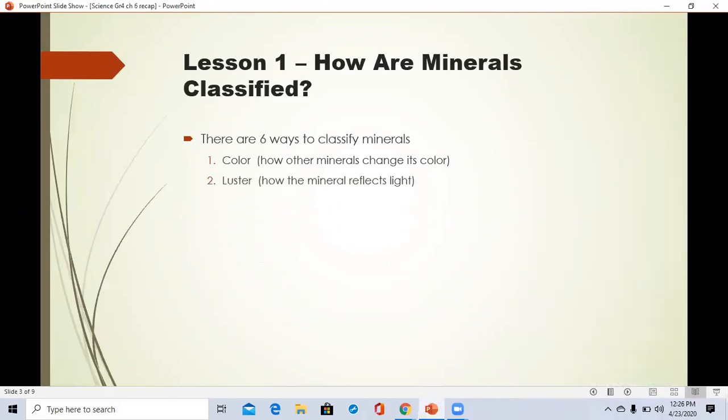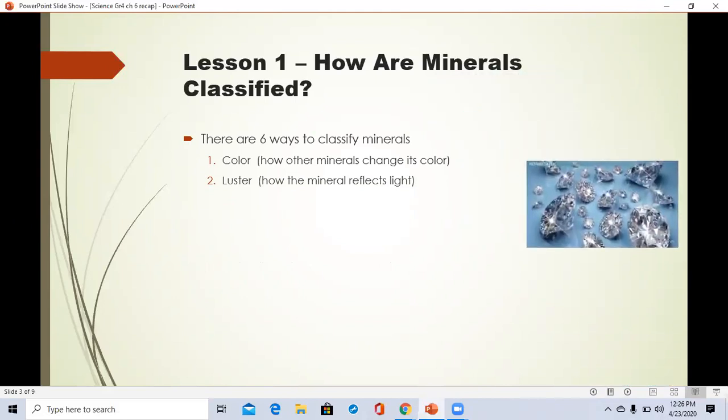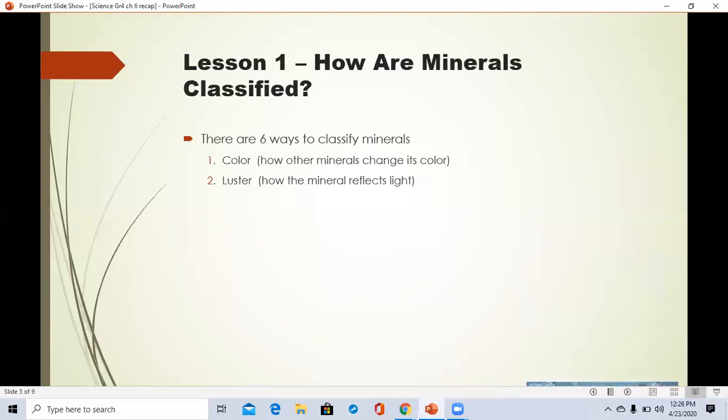Secondly is luster, how the mineral reflects light. Gold is a very golden color, but reflects light as a shiny metal. But diamonds absorb the light and show as a very beautiful glass-like structure.